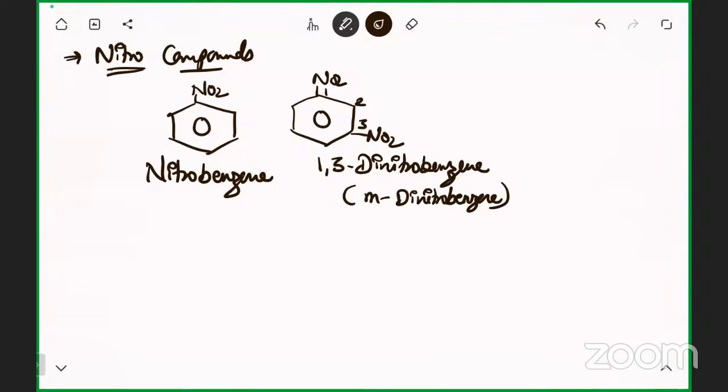Why is it M? It is meta. Very good. So we are talking about that meta compound. These are the derivatives. These are the IUPAC naming of cyclic compounds. These are the IUPAC naming of aromatic compounds.